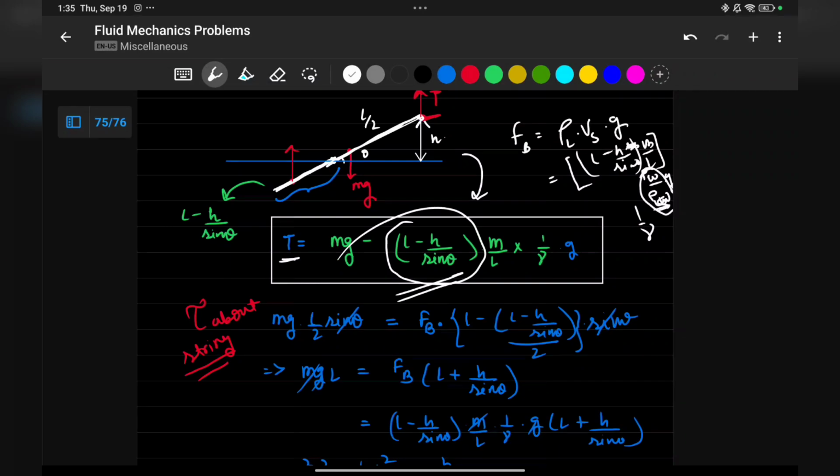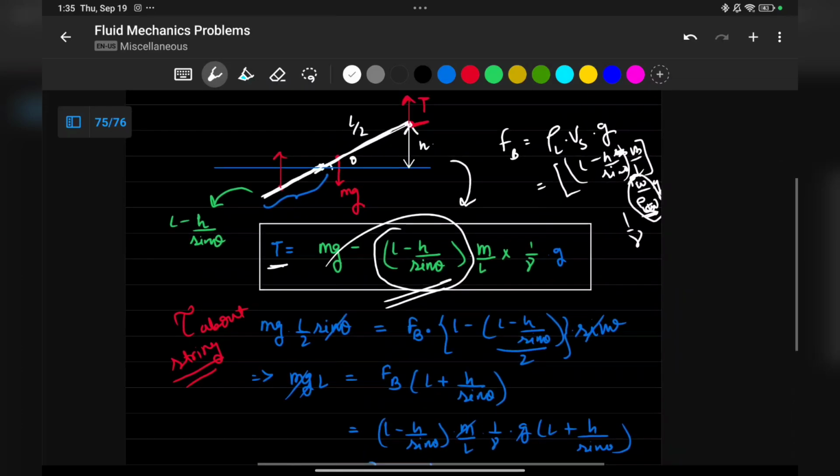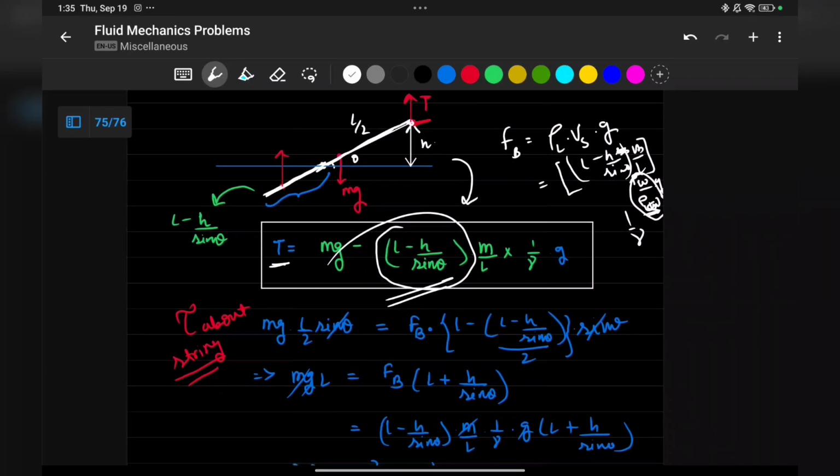So let me just do it. Let me balance the torque. This is mg, working at L by 2 sine theta.